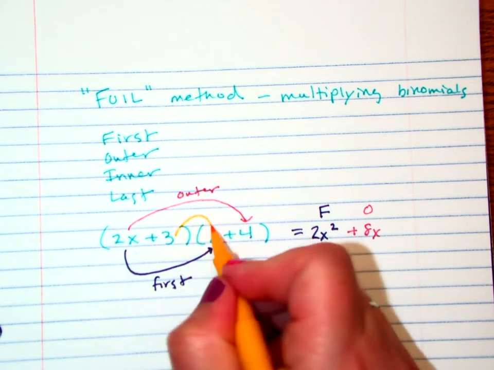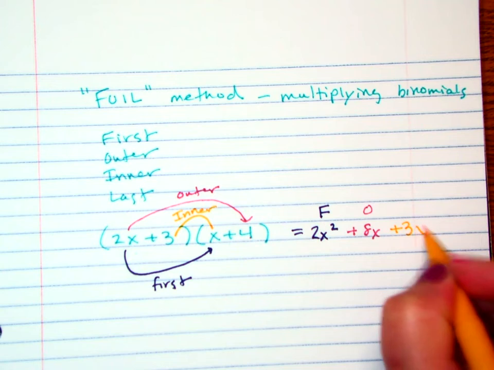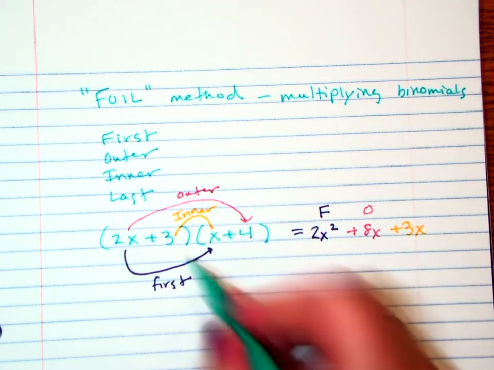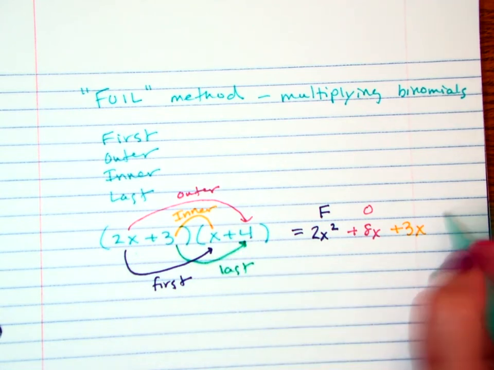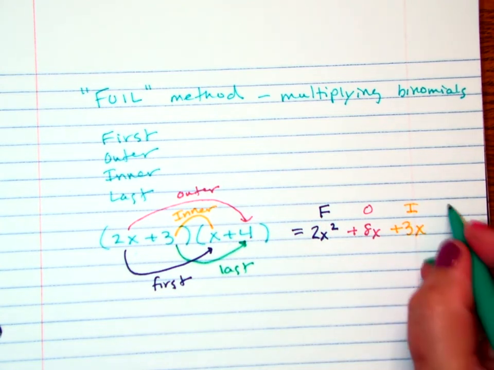Then I'm going to multiply the inner two terms. So these two are the inner two terms, 3 times x, which is 3x. And then the final thing I'm going to do is multiply the last two terms. So this was inner, and this was the last one. The last is 3 times 4, which is 12.